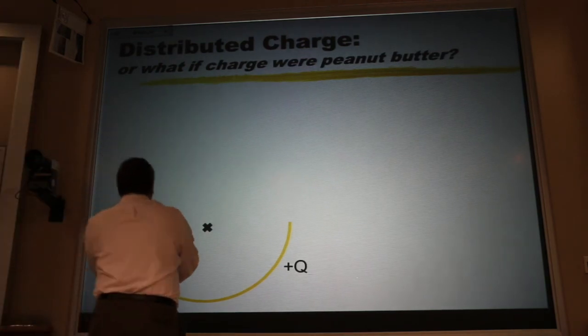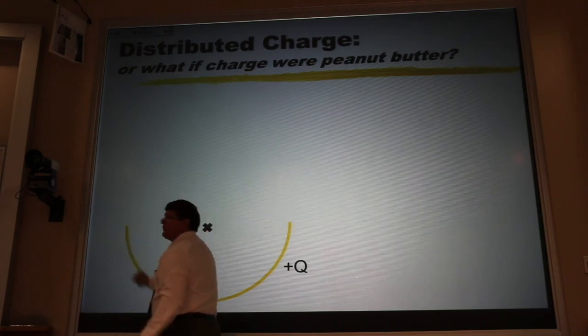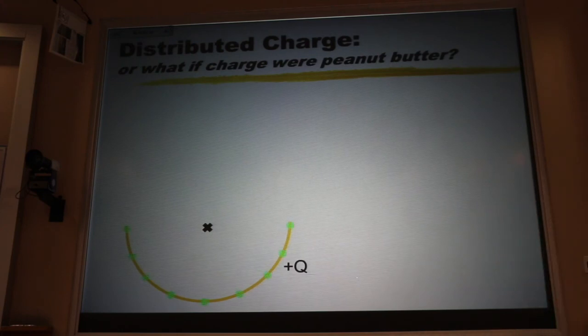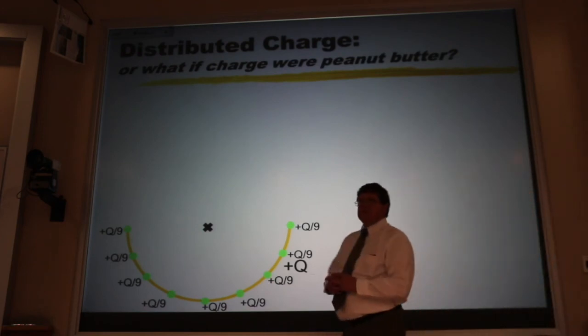If you have charge that is smeared over a larger area, like this hemispherical rod, what you can do is break it up into chunks, like chunky peanut butter. And in this case, I broke it up into 9 chunks. You could break it up into 1001 if you're bored, but 9 is enough. Each of those chunks has 1/9 of the total charge.